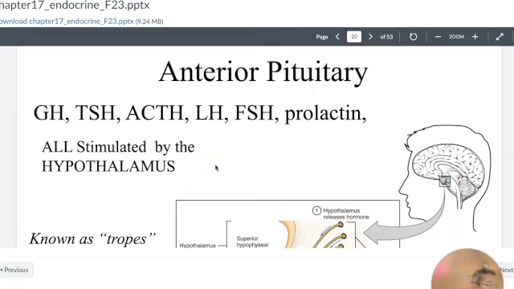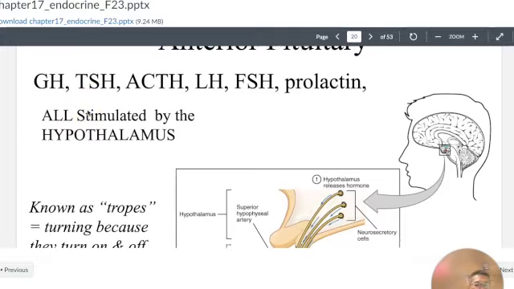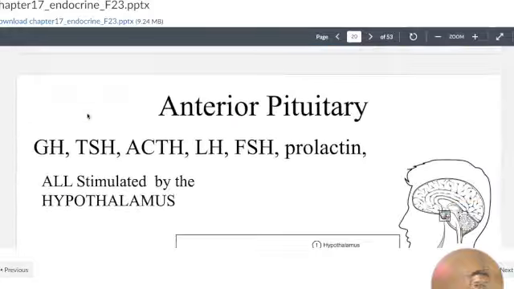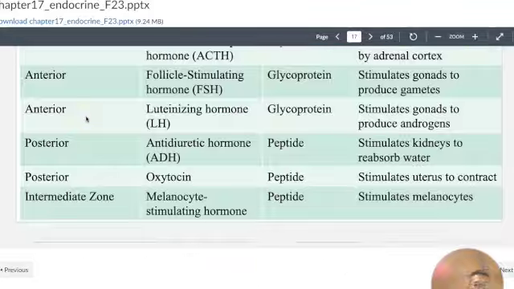Anterior pituitary. Anterior pituitary, there are 6 hormones here. First one is growth hormone. If you get confused, you can always look back at the chart. Okay. So there's growth hormone.